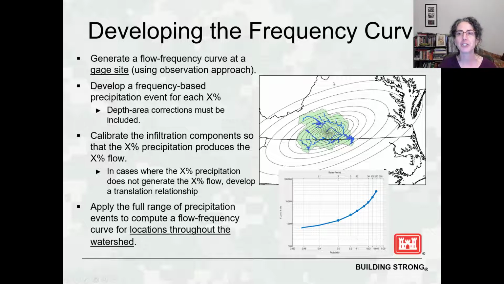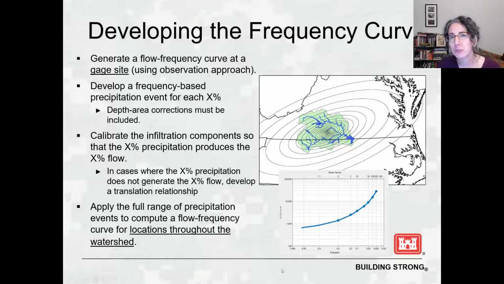The first step is generating a flow frequency curve at the gauge site using the observation approach that we discussed in the last lecture. Then we develop frequency-based precipitation for each exceedance probability X. This is based on our precipitation frequency estimates that are perhaps from NOAA Atlas 14. Next, we're going to calibrate the model to that flow frequency curve at the one site. We're going to calibrate the infiltration components so that the X% exceedance precipitation produces the X% exceedance flow.